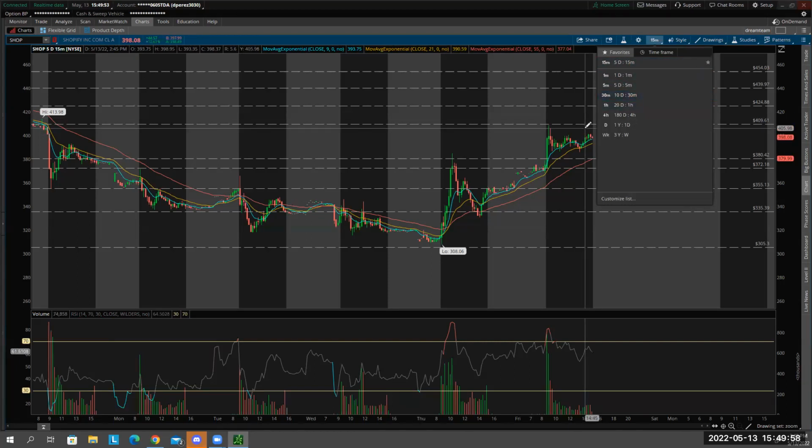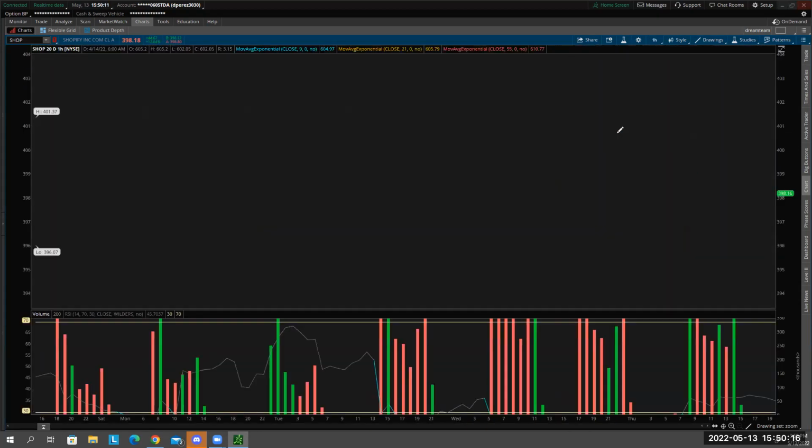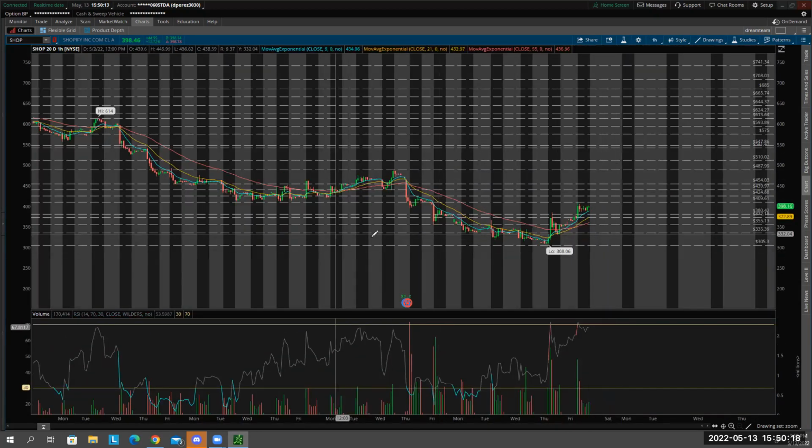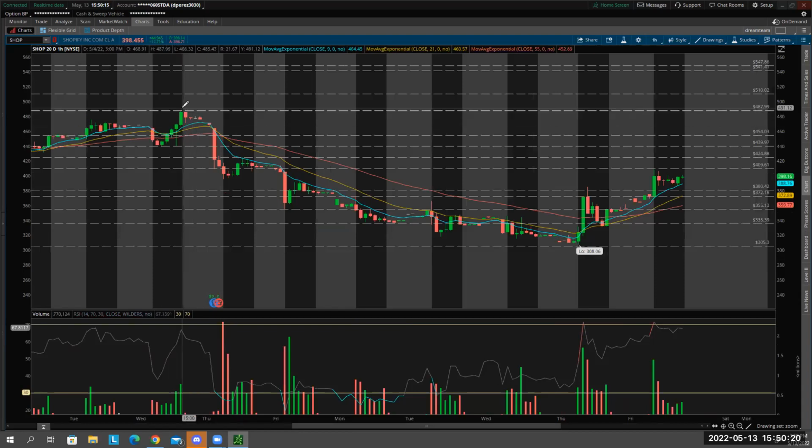You want to use 15 all the time because that's where it's showing you where the most valid levels are being tested instead of all the noise underneath that. Like 5 minutes, a lot of noise. I like using that for faster entries, but they're more aggressive and more risky because they're not as stable as 15-minute. Doing analysis pre-market, I like to use the 1 hour though. 1 hour, 20 days is the best for doing pre-market analysis.